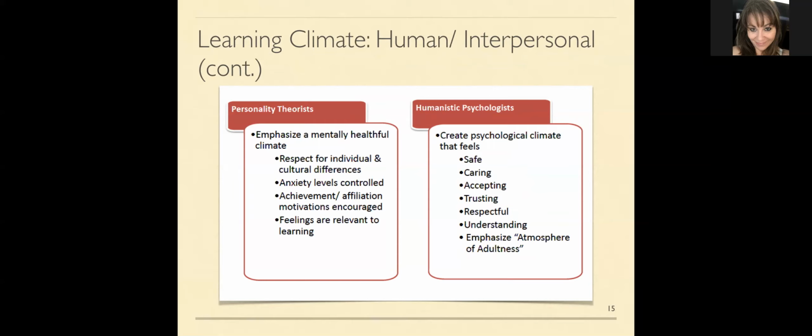Personality theorists, again, emphasize a mentally healthy climate: respect for cultural differences and controlled anxiety levels. At the beginning of our term, I set the pace. I want us to be an open and inclusive group of colleagues, and our conversations are open.